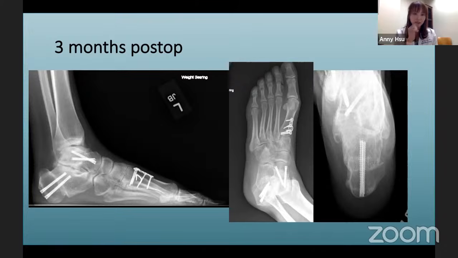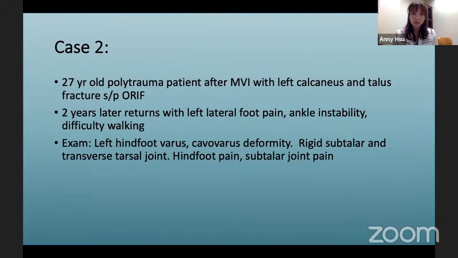Now, the second case that I picked out to present is also another young patient, but is slightly different in that this patient has developed substantial post-traumatic arthritis. So she's a 27-year-old polytrauma patient after MVA, and she had left calcaneus and talus fracture treated with open reduction internal fixation 2 years ago. Now she's coming back saying she has difficulty walking, her foot's rolling, and she has lateral foot pain as well.